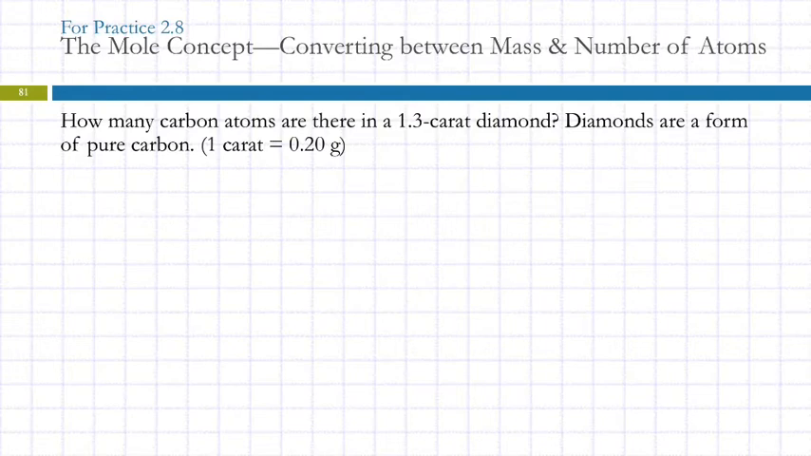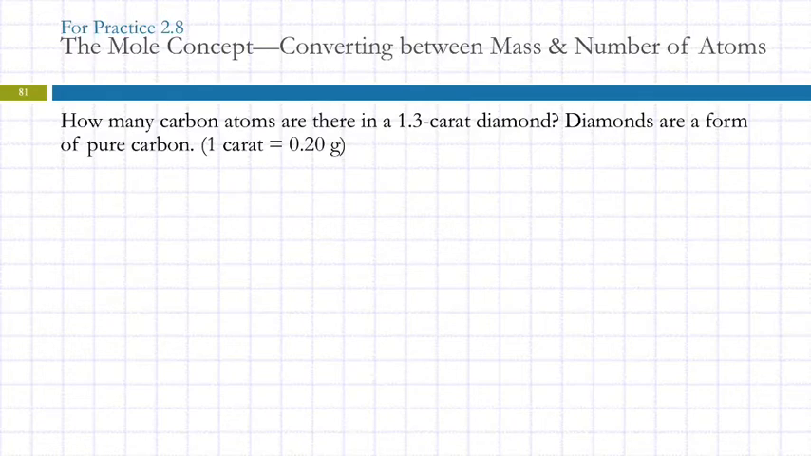So how many carbon atoms are there in a 1.3 carat diamond? Diamonds are a form of pure carbon. And we're given this information. A carat is 0.20 grams because, I mean, who remembers the relationship between carats and grams? Not me.